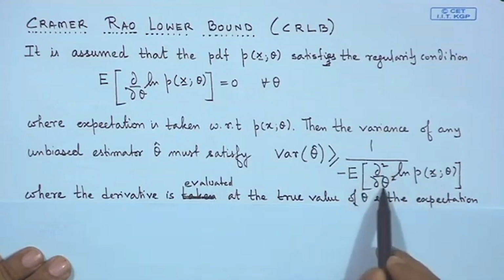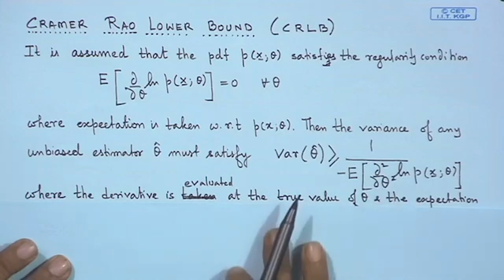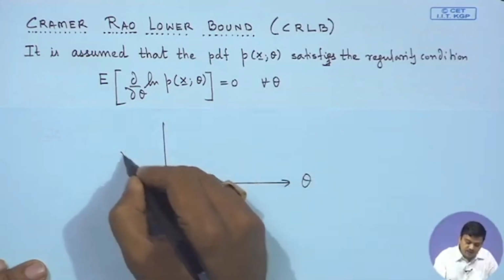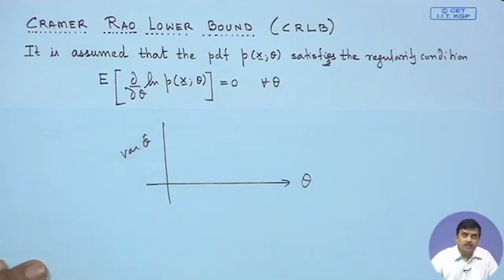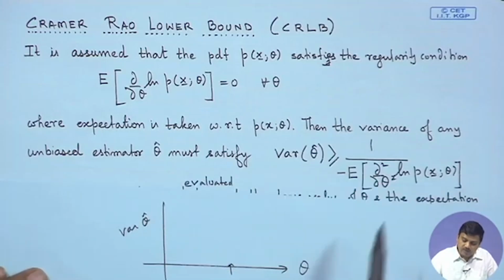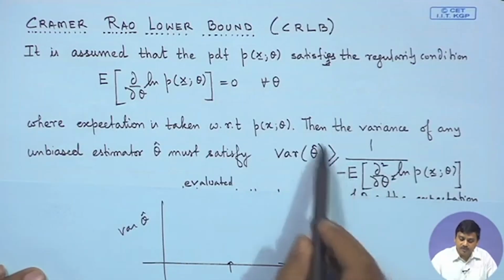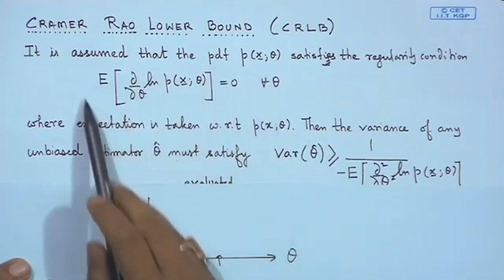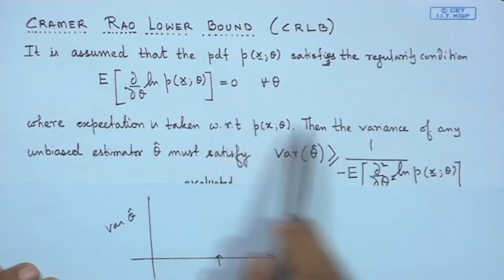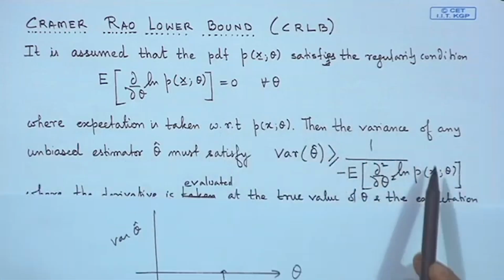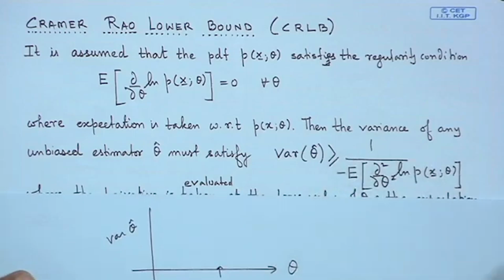This is calculated at the exact value of theta, because we want to calculate the variance for a certain value of theta. For instance, if this is theta and this is the variance of the estimator, we would like to calculate at a particular value of theta what this is. Then we can calculate the variance of the estimator. So, what it says is that if this condition is satisfied, then the variance of any unbiased estimator is lower bounded by this expression.